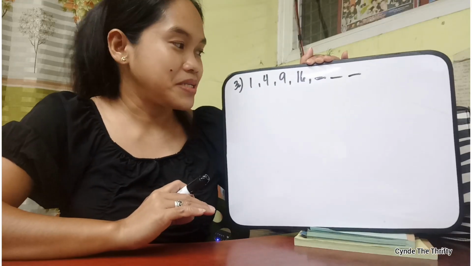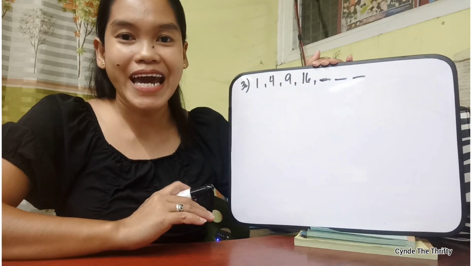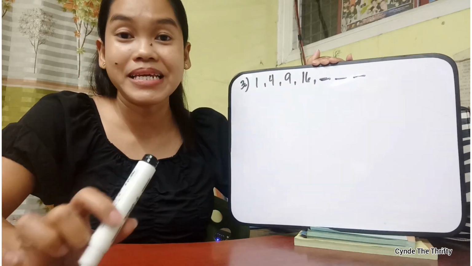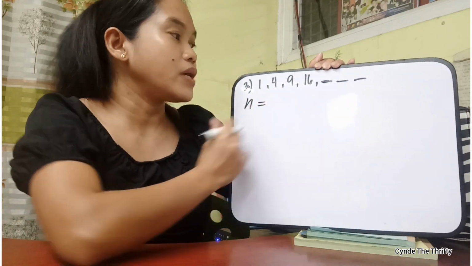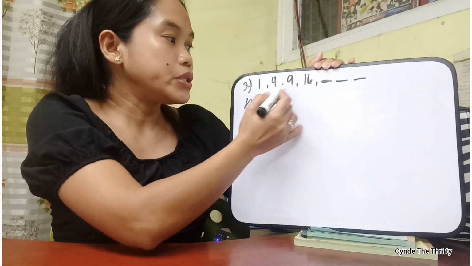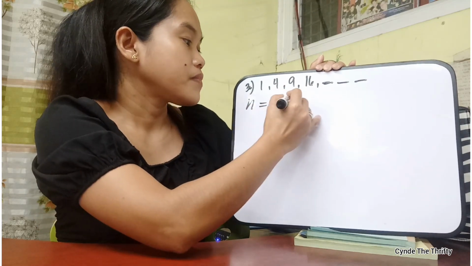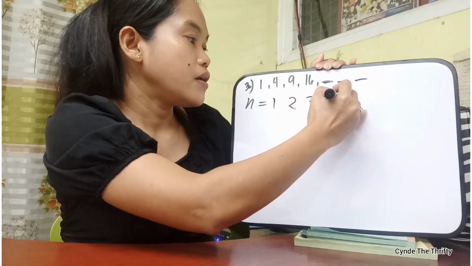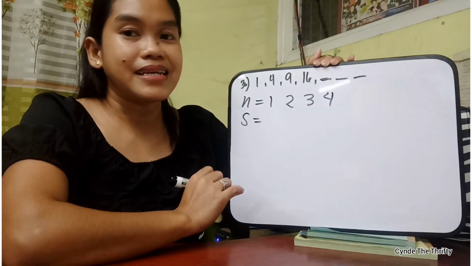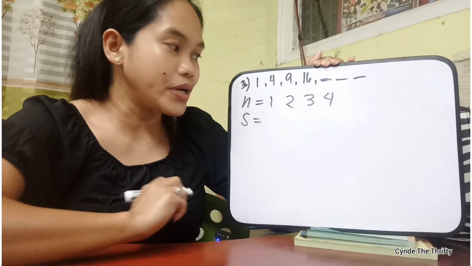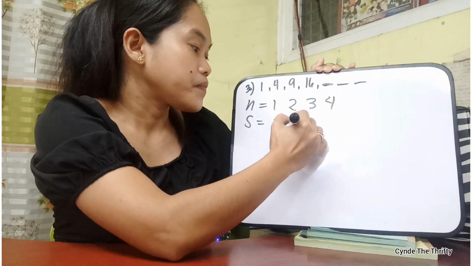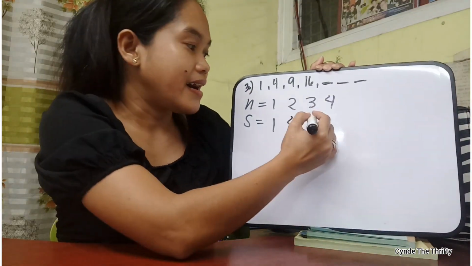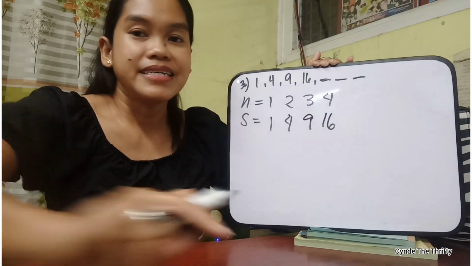Let's go with our example number 3. Meron tayo ditong 1, 4, 9, and 16. Again, ang unang gagawin natin is isulat natin kung ilang term meron tayo. n represents term. Ilang term meron tayo? 1, 2, 3, 4. Pagkatapos is isulat natin ang sequence. Ano yung sequence ng ating number? Ang first term natin is 1. Ang second term is 4. Ang third term is 9. And ang fourth term is 16.